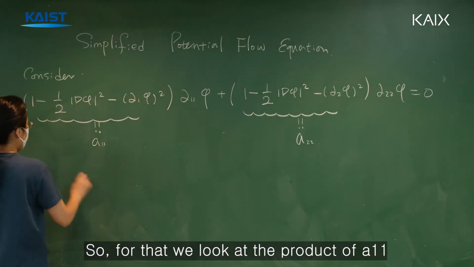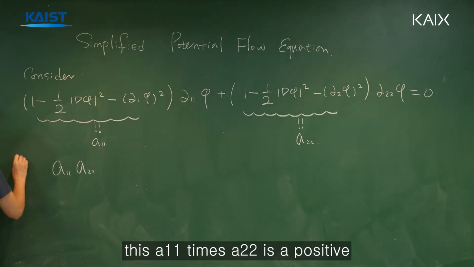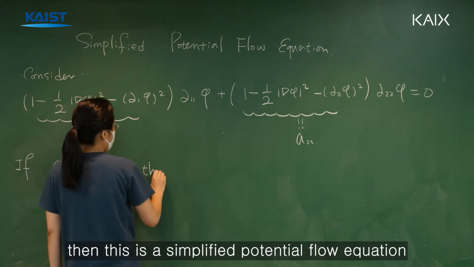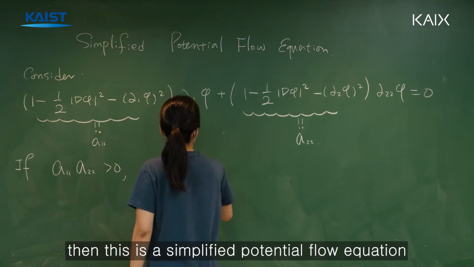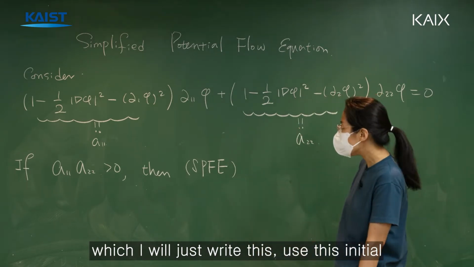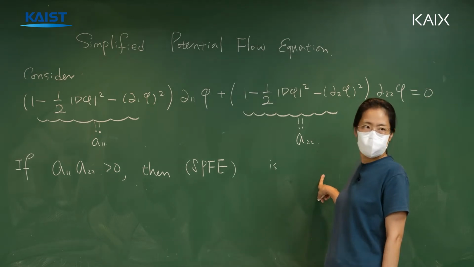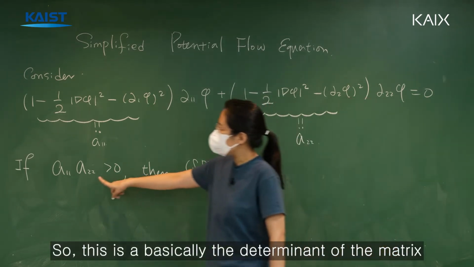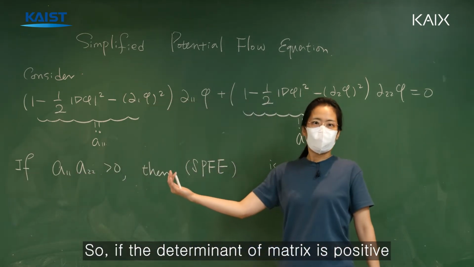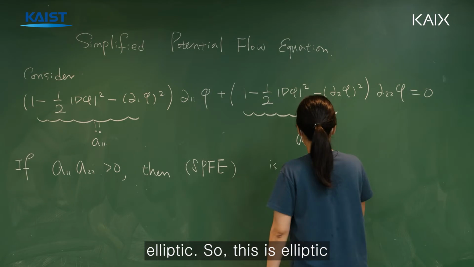For that, we look at the product A11 times A22. If A11 times A22 is positive, then for this simplified potential flow equation, what is the type? This is basically the determinant of the matrix, yeah? If the determinant of a matrix is positive, then the type of the equation is elliptic, right? So this is elliptic.